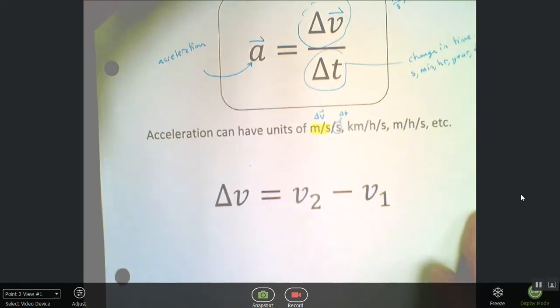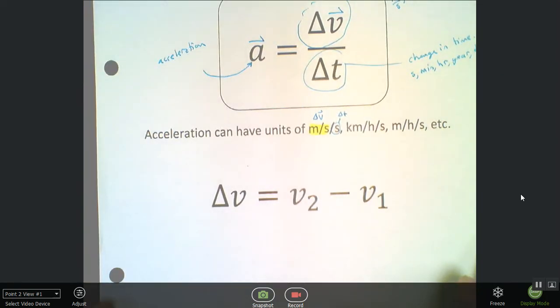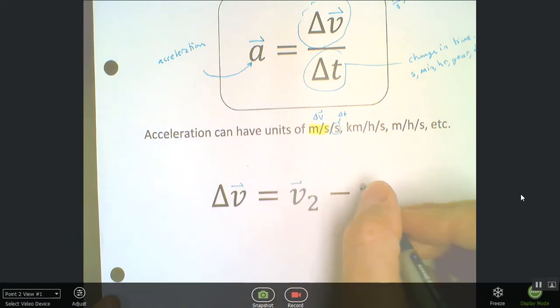All right, how can we figure out the value of delta V? Well, delta V, vector, and again, sometimes we just get lazy and leave the vector symbol off.